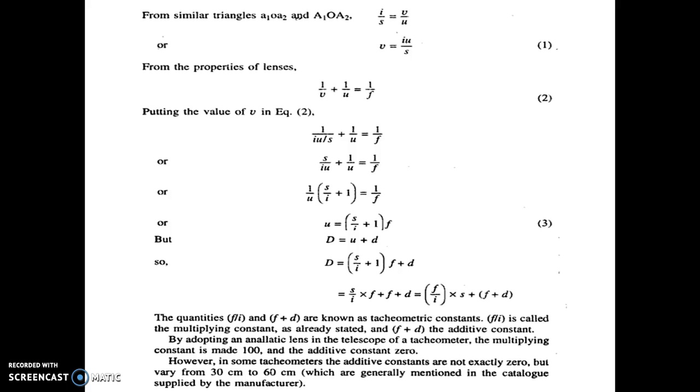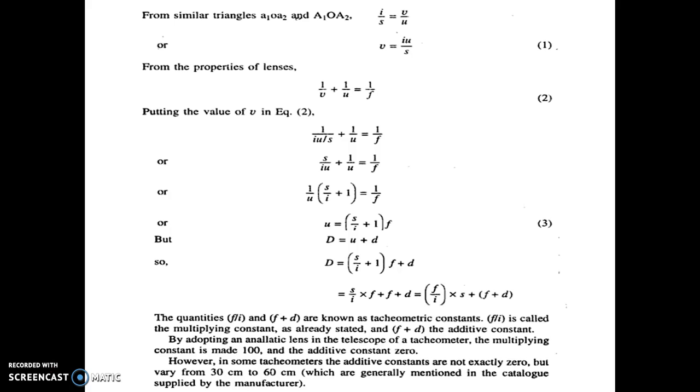From the principle of similar triangles, if you refer to the previous diagram, there are two triangles we can take, small a1 O a2 and capital A1 O A2. Here the ratio can be equated very easily, that is i by S is equal to v by u. From this we can get v is equal to iu by S.